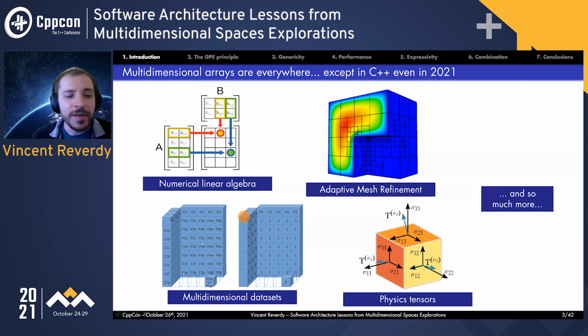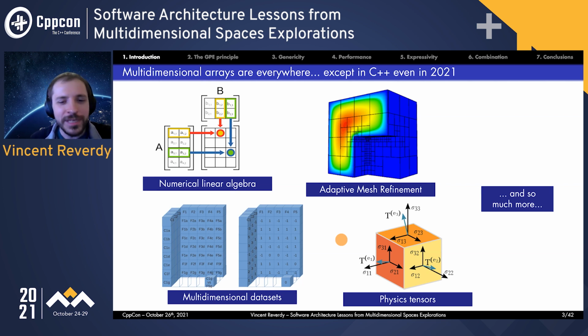Multidimensional arrays are also everywhere in data sets. People who are using Python and doing data science are using them all the time. As well as people who are doing physics, especially in differential geometry, when they are using tensors, but tensors not in the sense of machine learning, but in the sense of physics tensors. And the list can go on and on. The problem is that even though multidimensional arrays are everywhere in computer science and in scientific computing, they are not currently in C++20, and they haven't been for the last decades.